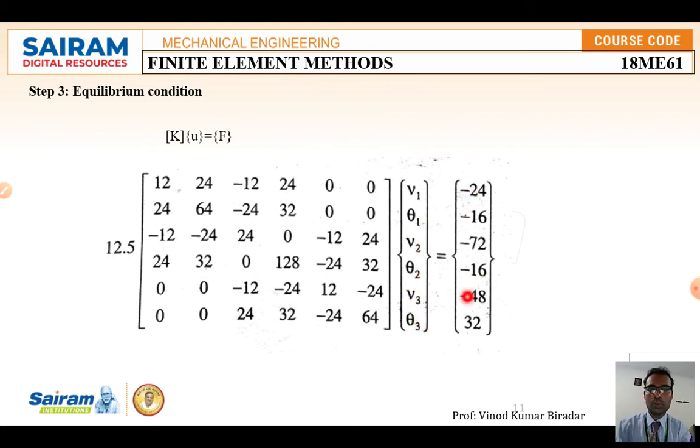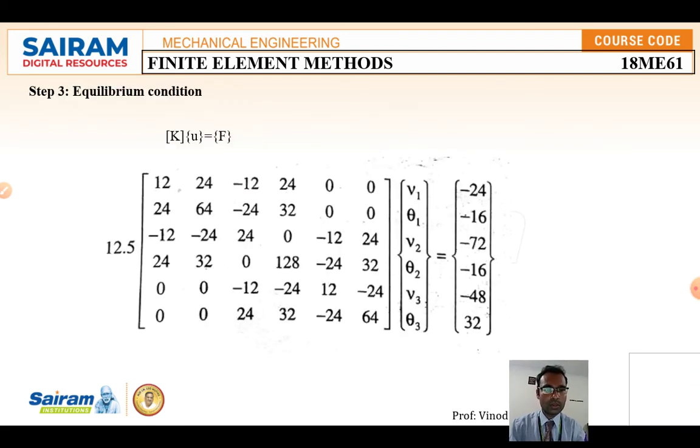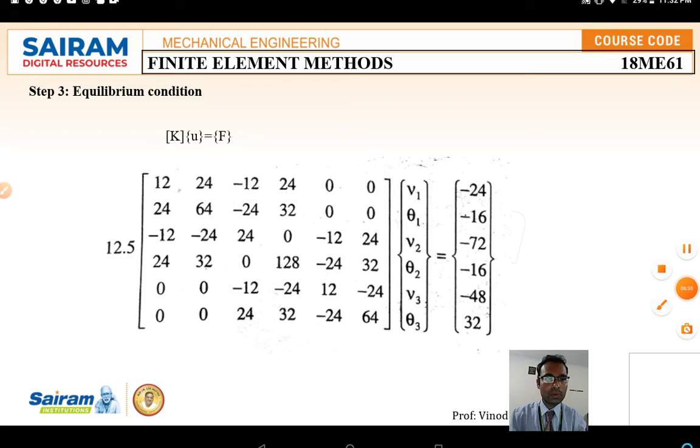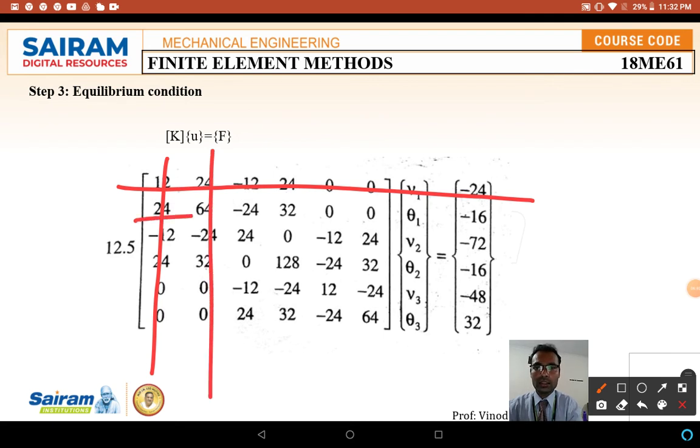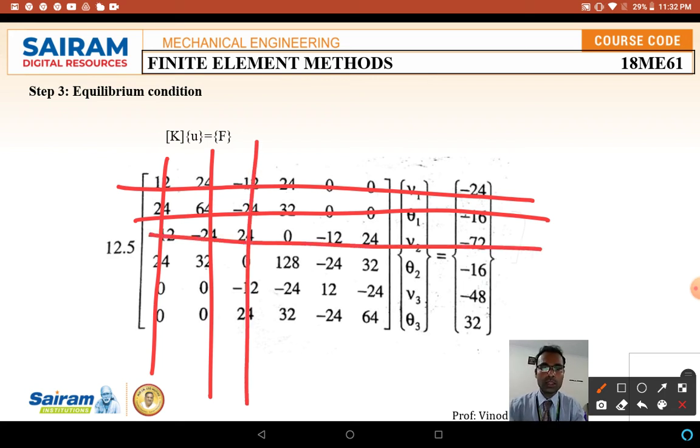Okay, so now you apply the boundary condition. At node number 1 it is completely fixed, so you have to delete the first row, first column, that is V1 you have to delete at this one and this one. At the second node roller support is there, that means V2 will be 0. This is V1 theta 1, and you have to delete this third row also. Okay, V2 and again this also you have to delete, that is the fifth row. So the remaining you have to note down.